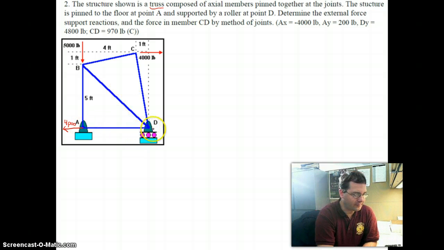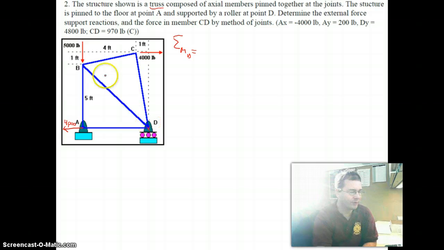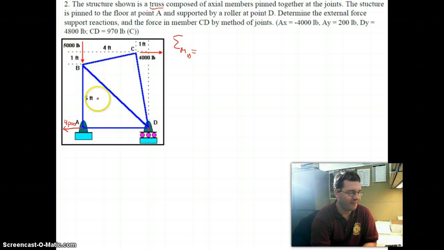Now, to figure out the rest of this, I think the next easiest place to go is to point D, and I'm going to start thinking about moments about point D. So I can use my fundamental formula for static equilibrium that the sum of the moments about point D equals, and then I'm going to start counting up moments. Well, there's this 5,000 pound downward force that is 5 feet to the left of D. And so when I put that in, I'm going to think of that as negative 5,000 pounds because it's downward, times negative 5 feet because it's to the left.